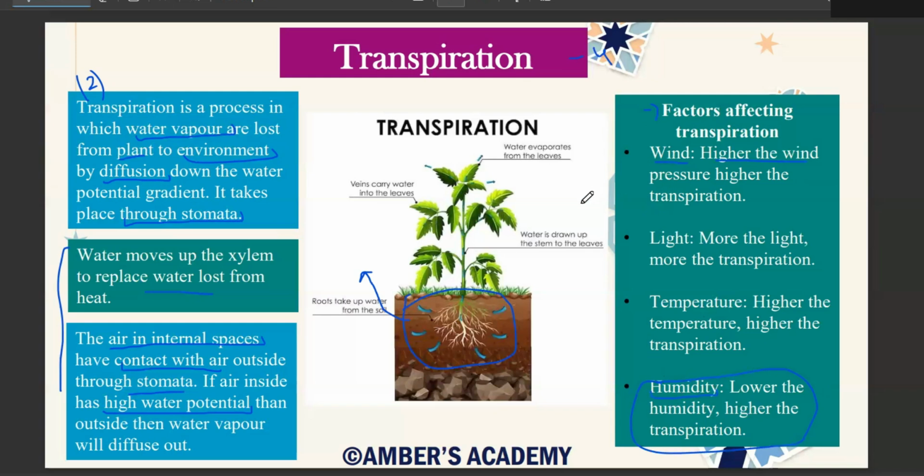Yani, if they are higher, then transpiration will be higher. But humidity has an inversely proportional relationship. If humidity is lower, then transpiration will be higher. Okay?